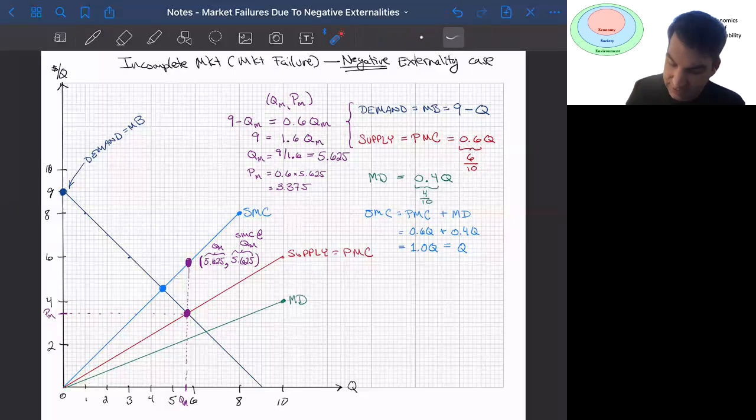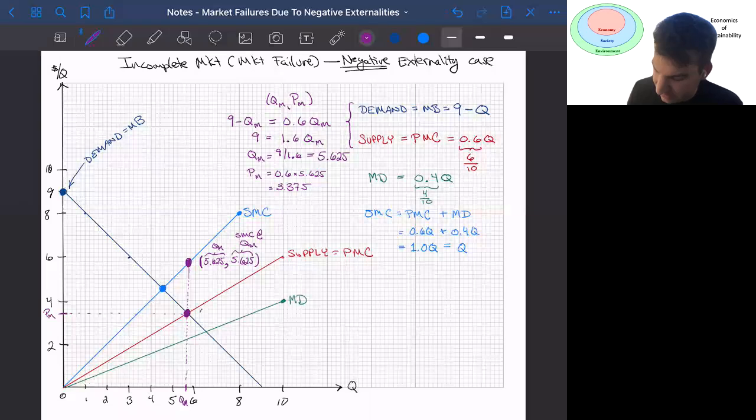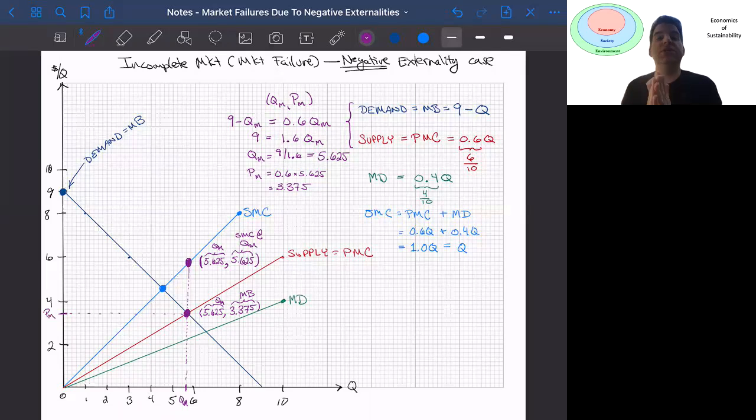So the marginal benefit, I guess I could write that down here. Down here, this is 5.625, the quantity, and the price, which corresponds to the marginal benefit that I'm experiencing at this quantity, is only 3.375. And so this here is the marginal benefit at QM. So this is telling me that my marginal cost at the market equilibrium is actually larger than my marginal benefit.